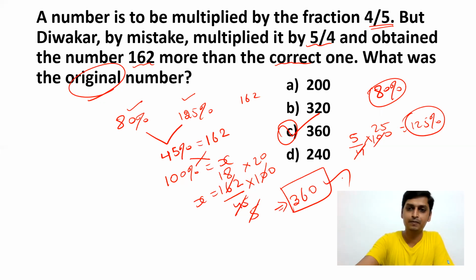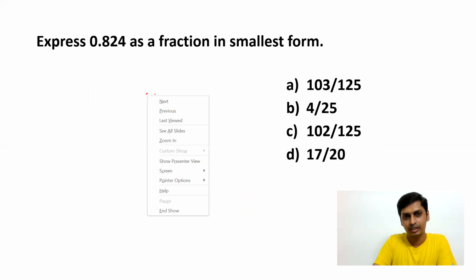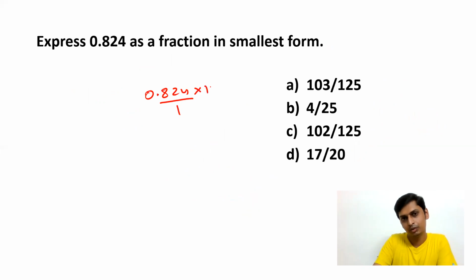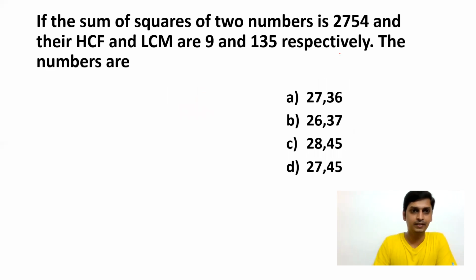Now we go to the next question. X is 0.824 as a fraction in the smallest form. Very easy, right? So you can write this 0.824 by multiplying both numerator and denominator by 1000. That's it. You get the answer. So it is 824 by 1000. Now, if you cancel this in the 8th table, you get 125 and this is 103. Yeah, it is 103 by 125, right? Easy. We go to the next question.